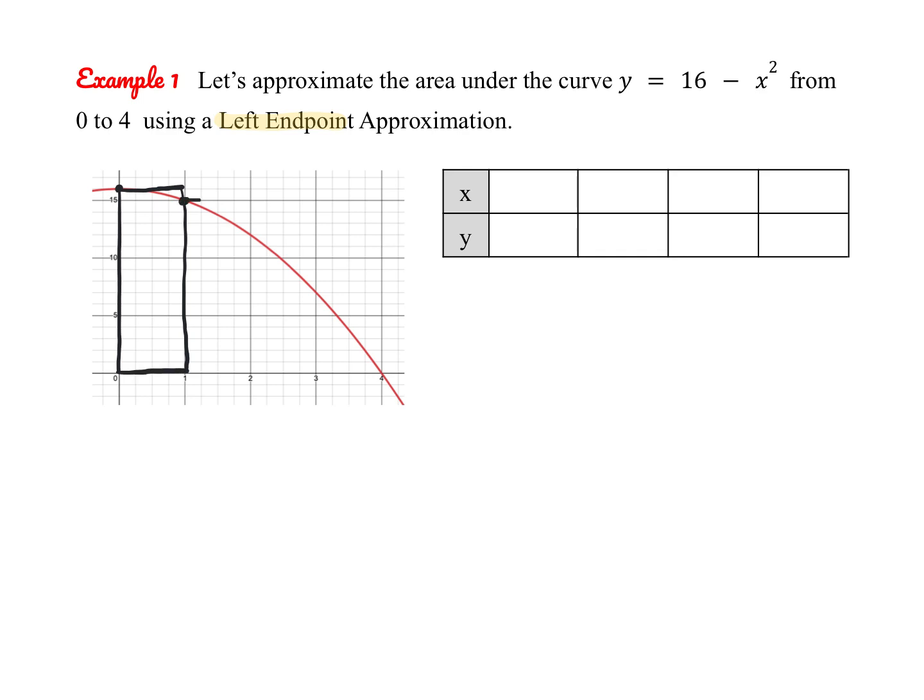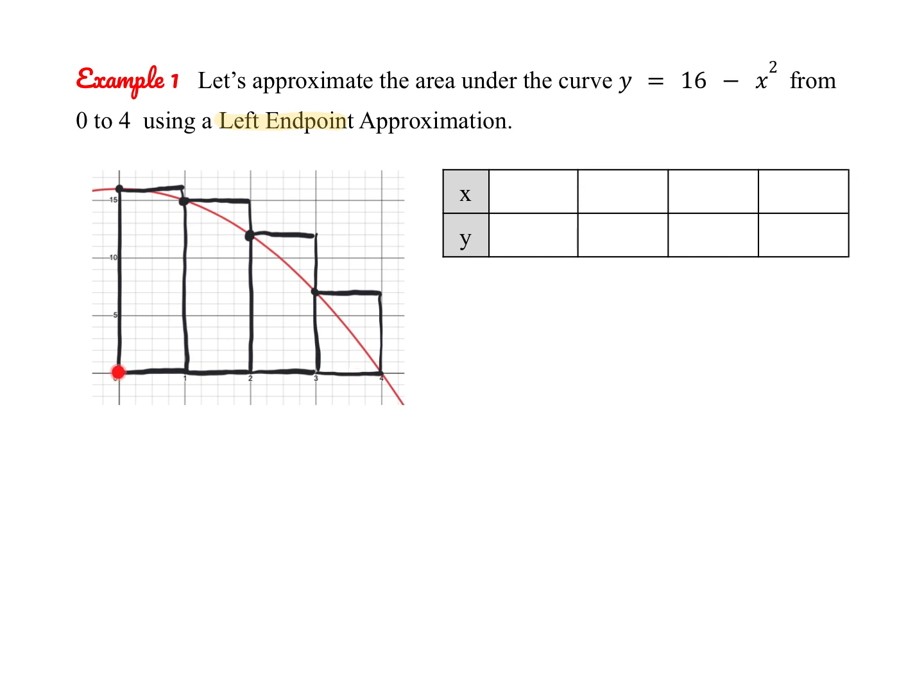This rectangle will be here. And then for the next one, again, the left endpoint should always be on the curve. And then for the last one, it will look like that. Now we're going to find some useful coordinates that we can use to help us find the areas of the individual rectangles.